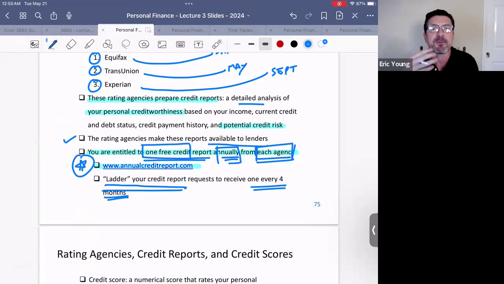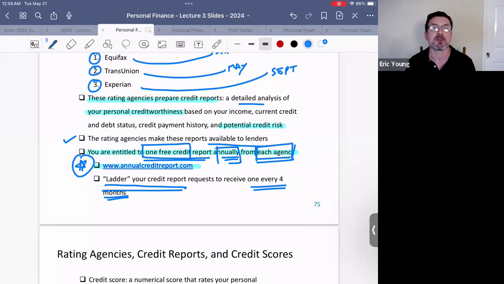This is a great discipline to get into because it means that every 4 months, you're going to have a chance to look at your credit report. And that's really important. You want to make sure it's accurate. Especially as we see more and more financial fraud, credit fraud out there, getting your credit report every 4 months by staggering these three agencies, you're going to catch on.